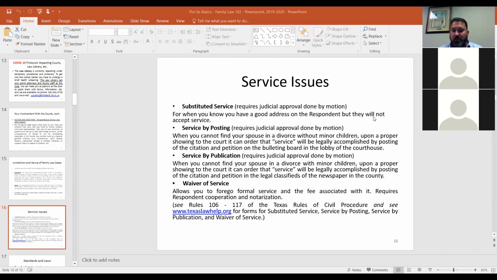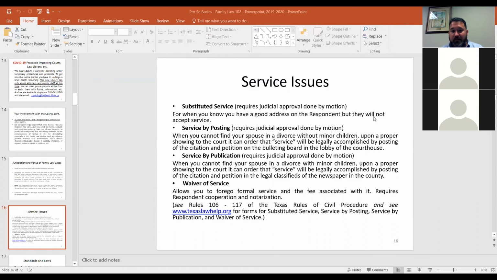There's service by posting or publication. Again, if you can't find the person, you've made a diligent effort to do so. Upon a proper showing to the court, service can be accomplished by posting, which is essentially putting their suit papers on a bulletin board in the courthouse lobby. It's now done on a digital bulletin board, I think.